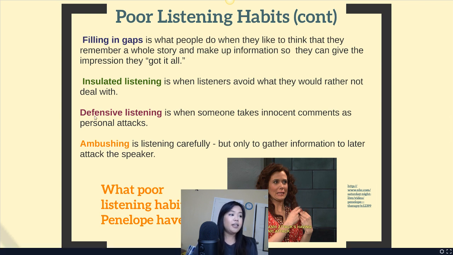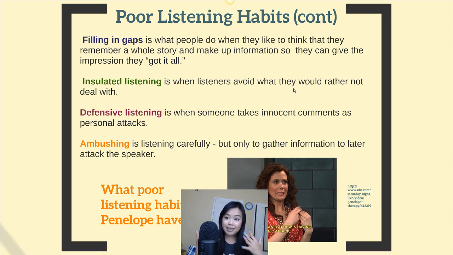Defensive listening is when someone takes innocent comments as personal attacks, right? So this is when you are in a mindset where you're already defensive, and so anything that someone says, you're going to take defensively. We've all been victims of that, and sometimes perpetrators of that.